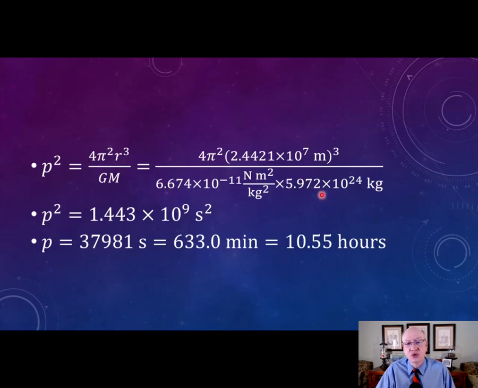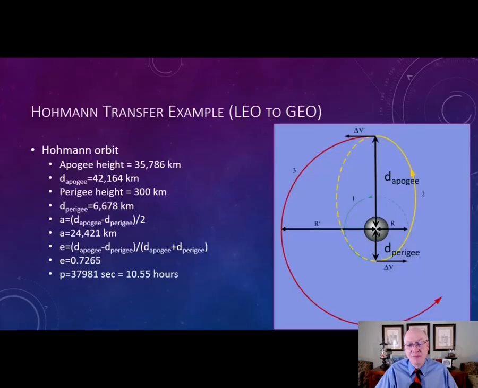Plugging all those numbers into our calculator, we come up with the period squared being 1.443 times 10 to the 9th seconds squared. We take the square root of that, and we get a period of 37,981 seconds, which is about 633 minutes, or 10.55 hours. And what that means is in this Hohmann orbit, to go from perigee all the way back around to perigee again is about 10.5 hours, which means to get from perigee up to apogee will be half of that, and to get from apogee back down to perigee will be another half.